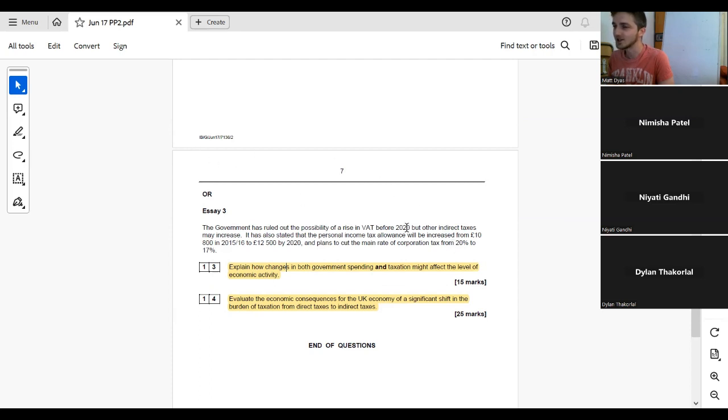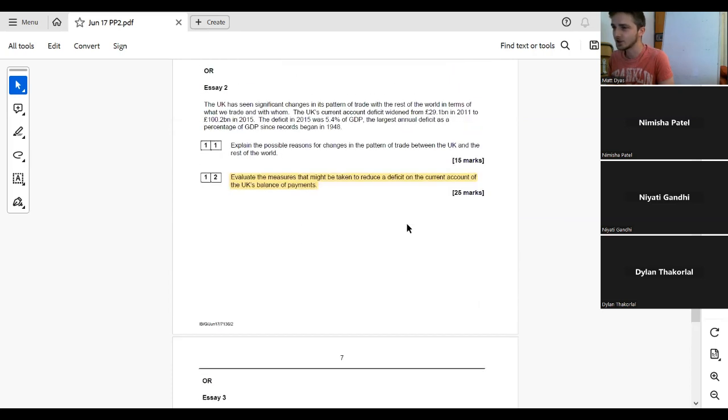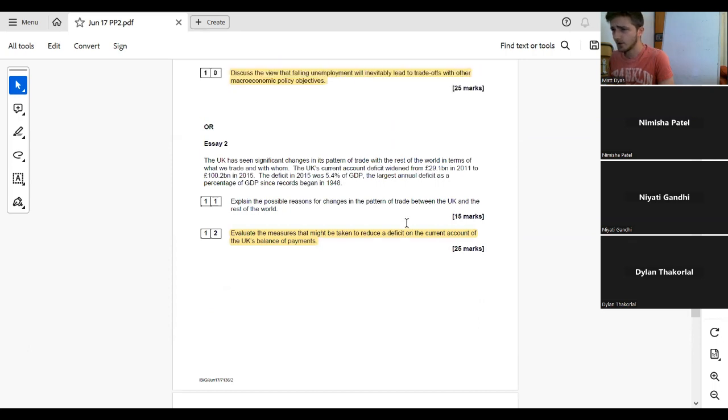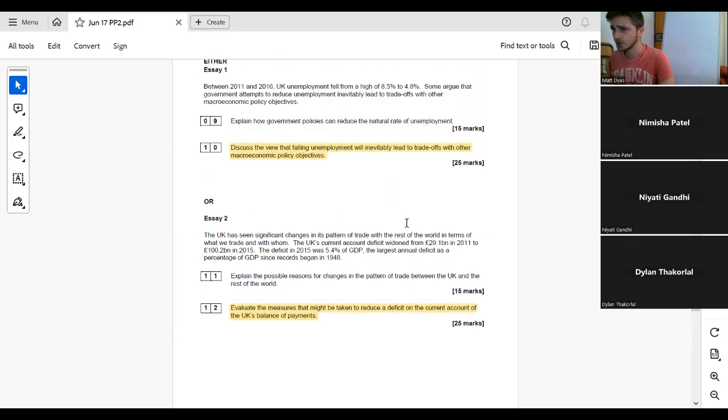I will get there. Okay, let's have a look at these 25 markers. So we'll probably have time for one or two. Which two do I want to prioritize?